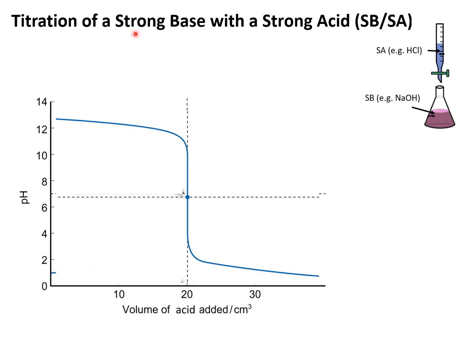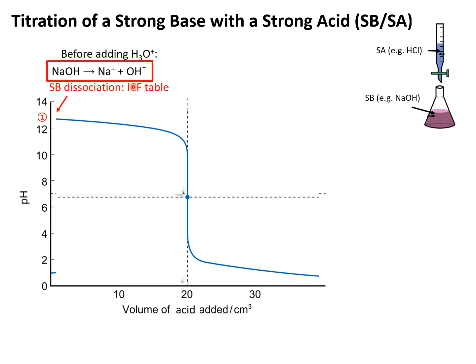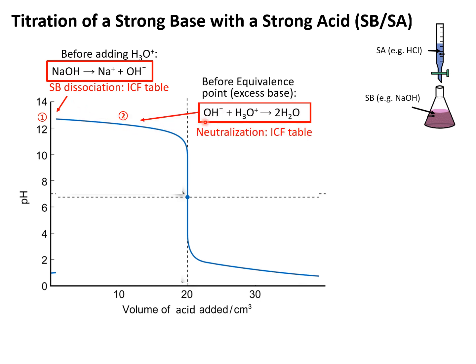Here we have the titration curve for the titration of a strong base with a strong acid. In other words, a strong base, strong acid titration. At the beginning of our titration, before we've added any strong acid, the pH is only determined by the concentration of hydroxide produced from the strong base. As we add strong acid to the system, the reaction is hydroxide plus H3O+ from the strong acid produces 2 waters. And here the pH is determined by the amount of excess hydroxide in the system.